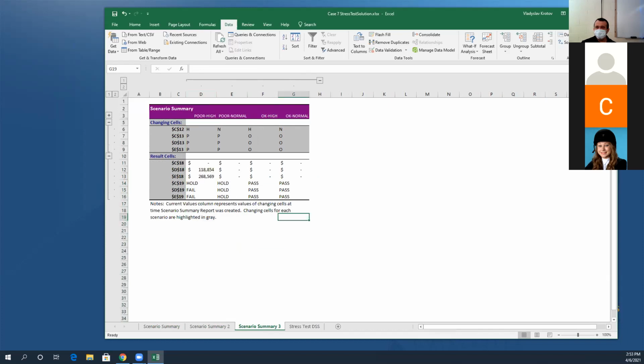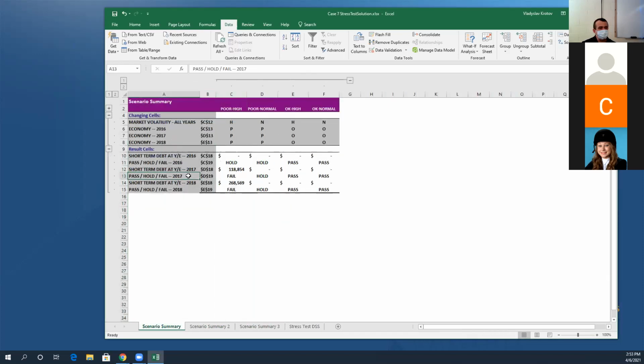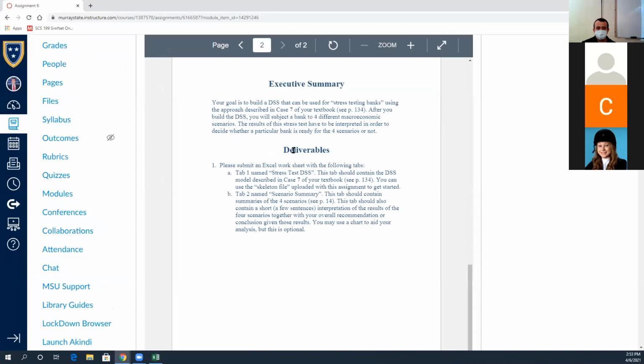So as for the assignment, this is what's remaining. Put the labels so that we know what those cells mean. So pull it from the main model, right? And then write your own interpretation in this. So in other words, what do you see based on the model, right?